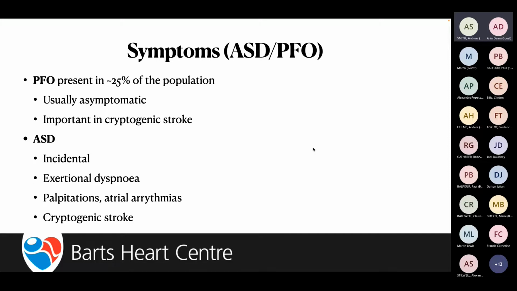For ASD, because you have this hemodynamic load, patients are more likely to have some symptoms, usually exertional breathlessness. They may get palpitations and are at risk of atrial arrhythmias, but as the right ventricular volume overload is very well tolerated, often the diagnosis of ASD is incidental when patients have imaging for some other reason. Again, it's also important in cryptogenic stroke because you can have paradoxical embolic phenomena through an ASD as well as a PFO.